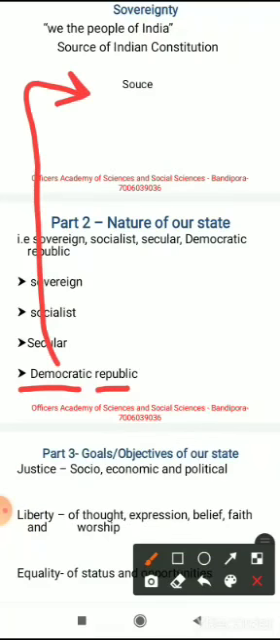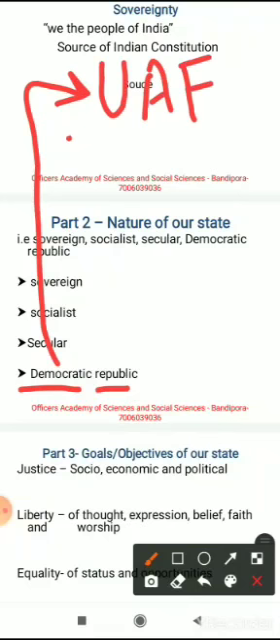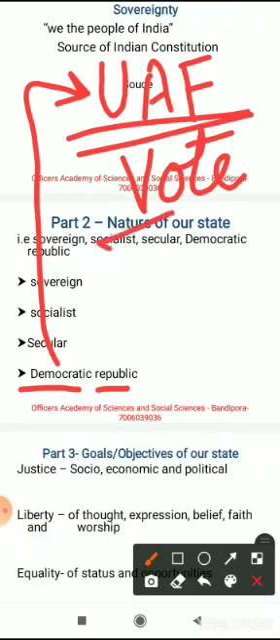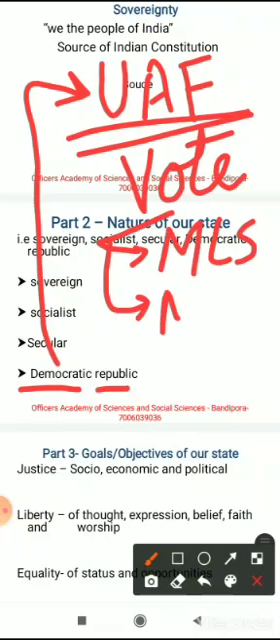Democratic means that as citizens we enjoy the universal adult franchise. Everybody who is above 18 years of age has the right to vote. By our voting we elect our MLAs in the state. We elect our MPs for the parliament. These MLAs are present in the state.